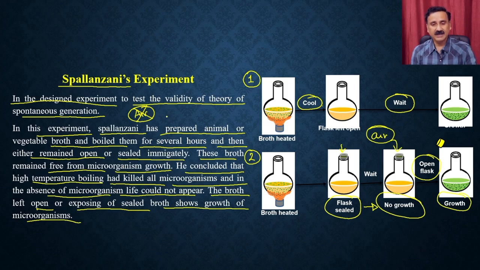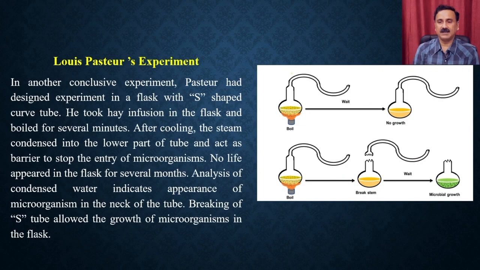So, to prove this particular point, Louis Pasteur also did a similar kind of experiment. So, what he did is Louis Pasteur used an S-shaped flask, okay. It was another conclusive experiment. Louis Pasteur designed an experiment in a flask with an S-shaped curved tube. So, what he did is he took an S-shaped curved tube and he boiled the broth.